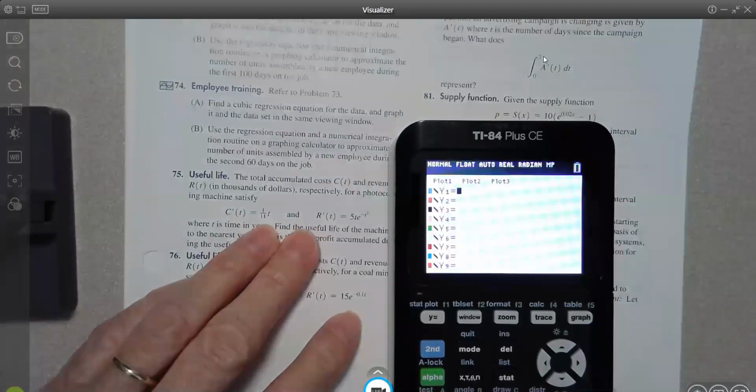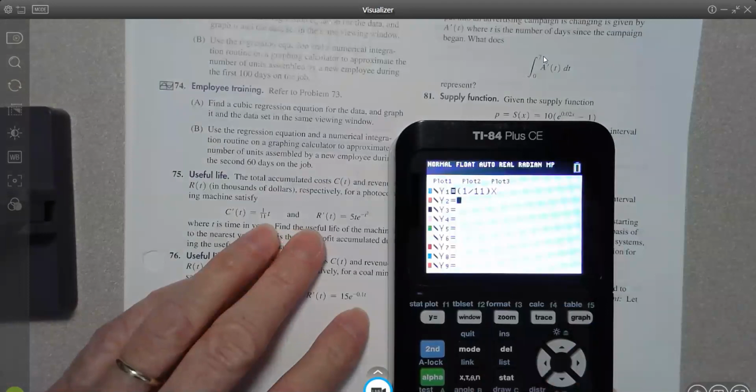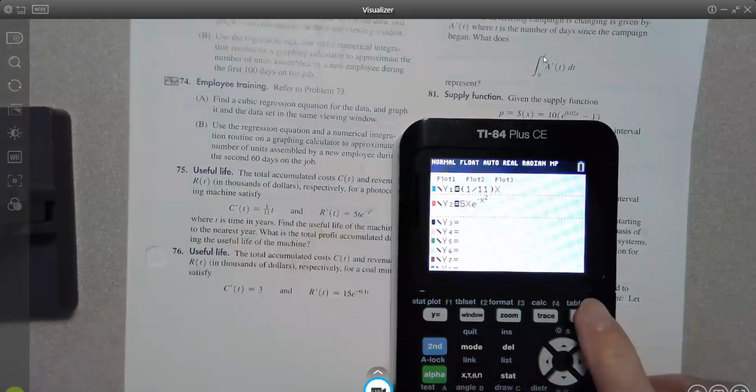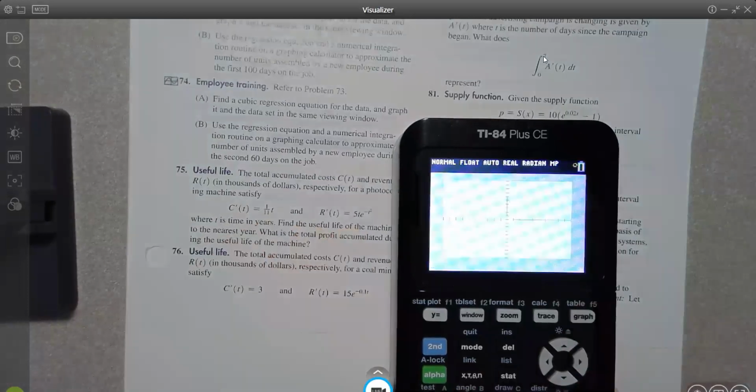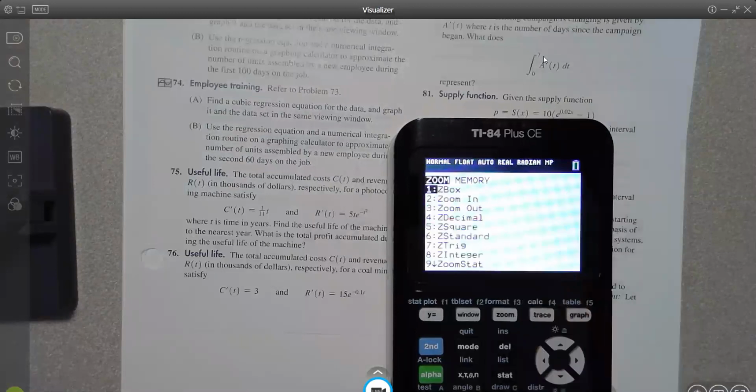I'm going to use X instead of T. So the first one's my cost: 5x e to the negative x squared. Let me see if I can tell anything from this graph. So that's cost. Now see the red coming in. All right, I think I'll go to Zoom 4 to get a better picture.